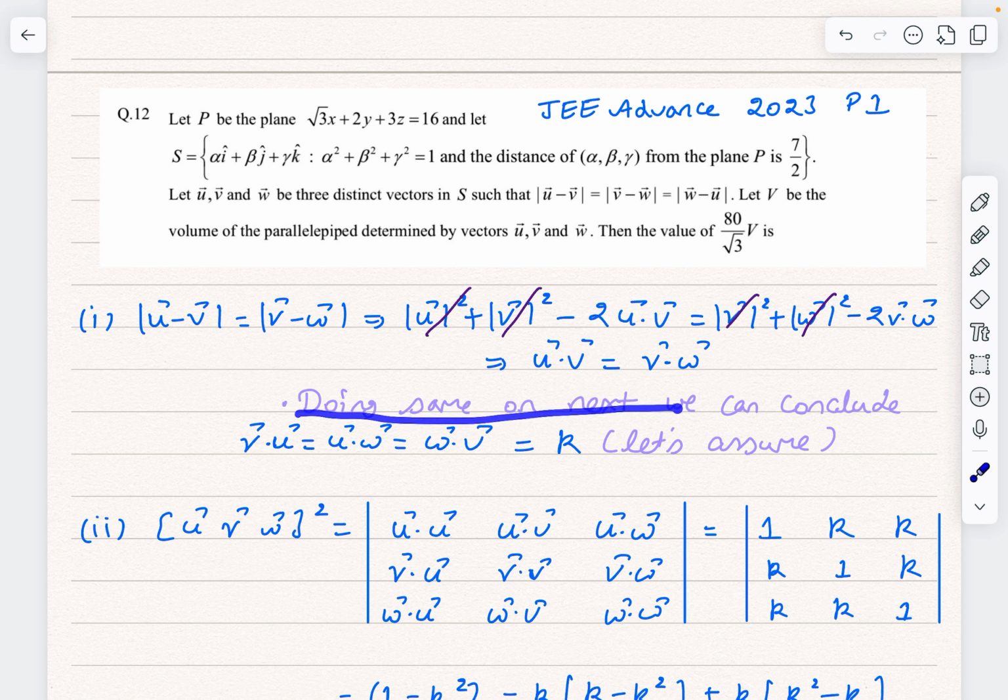Doing the same on the next, we can conclude that v dot u, u dot w, w dot v all will be same. So we just assume them to be k. So we just leave it here now.